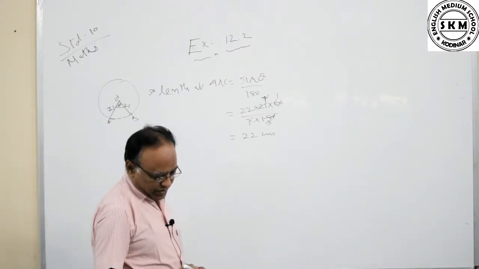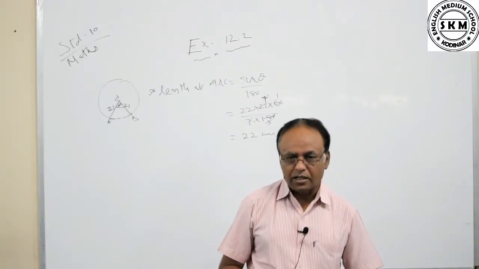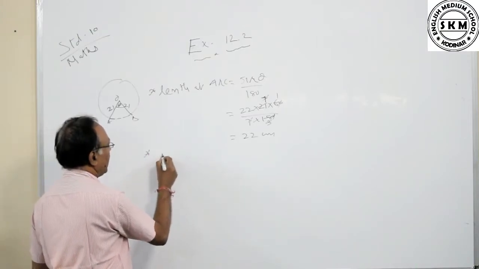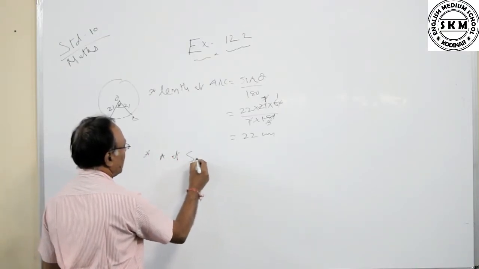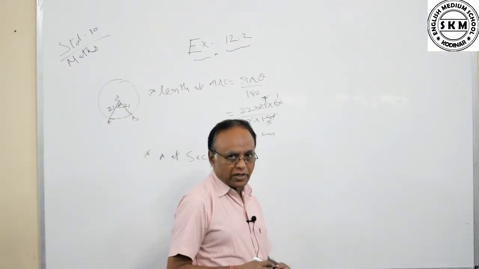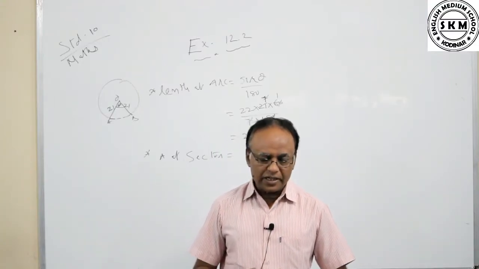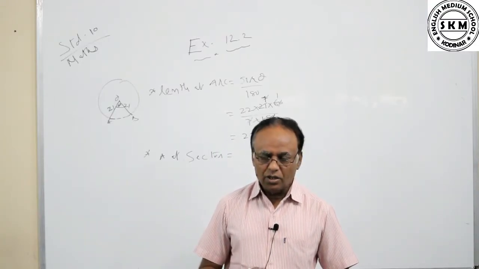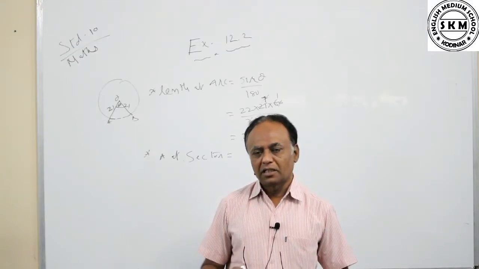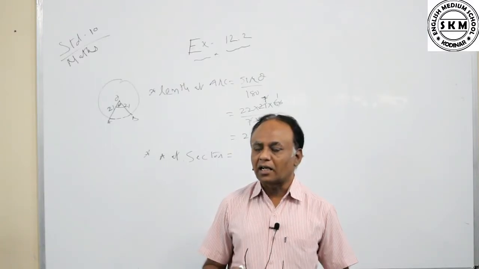Now the second question is the area of the sector. In previous examples, up to four examples, I applied the formula pi r square theta upon 360. I have also derived the second formula, area of the sector equals half into L into R, where L means the minor arc.